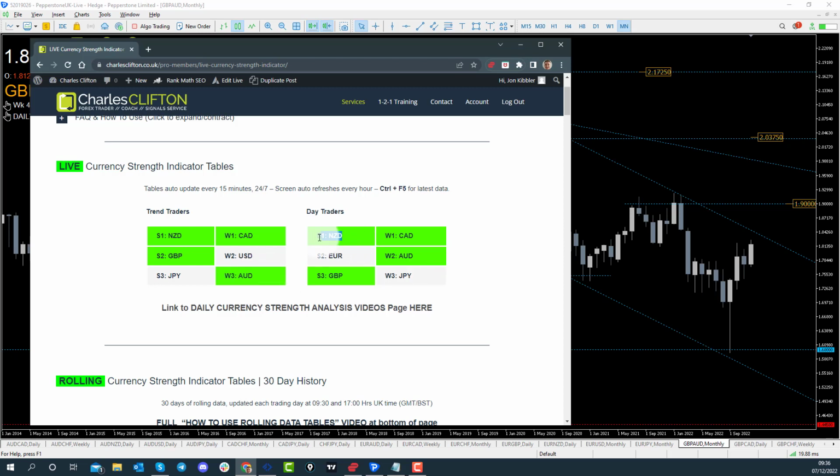From a day trader's perspective, you've got Kiwi at the top at S1, followed by the Euro at S2, followed by the Pound at S3. CAD is W1 on the day traders. The Australian dollar is W2 and the yen is W3.